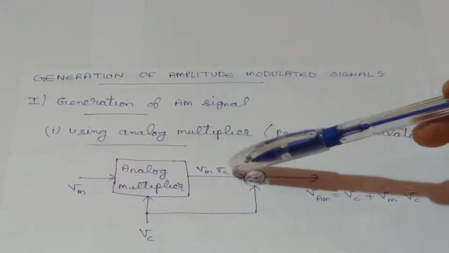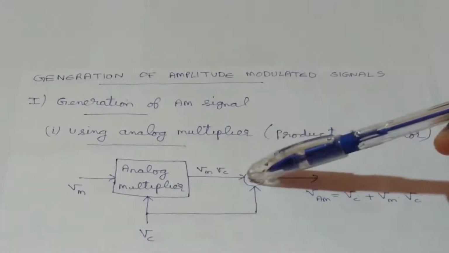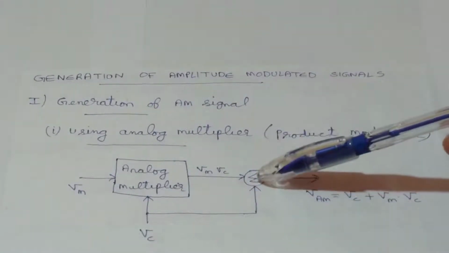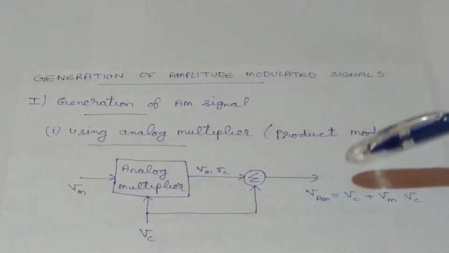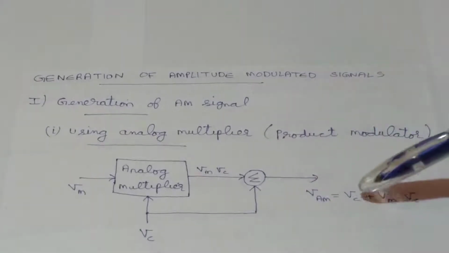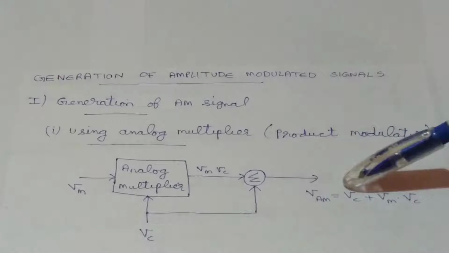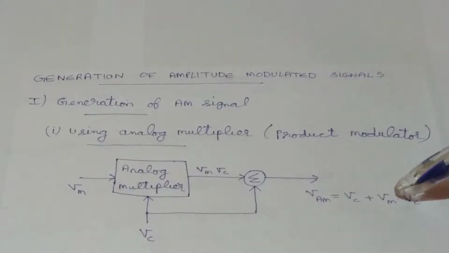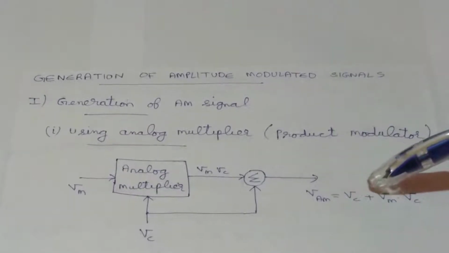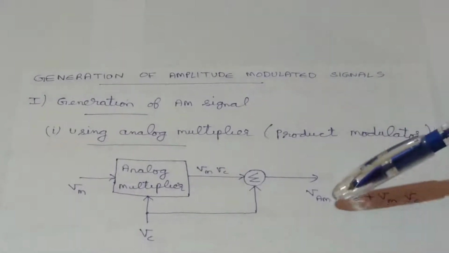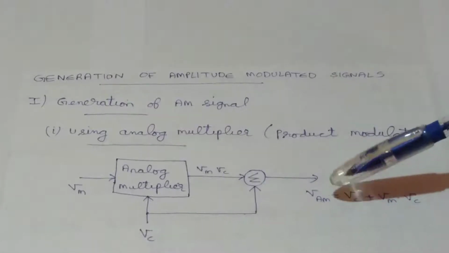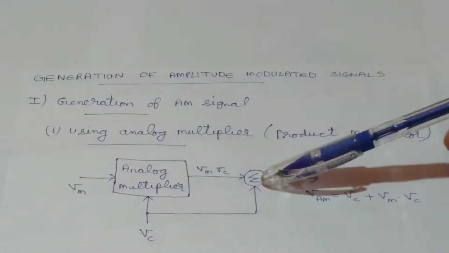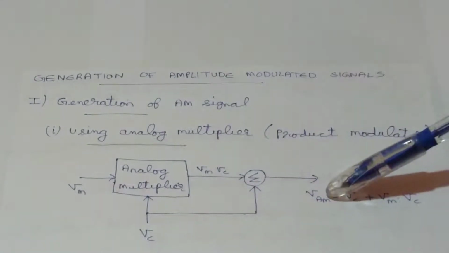One input to this summing junction is this VmVc, and the second input is the carrier component Vc. So at the output of this summing junction we will get Vc plus VmVc. This Vc represents our carrier component, and this VmVc consists of lower sideband plus upper sideband components. So this Vc plus VmVc corresponds to our basic amplitude modulated signal. So by using this analog multiplier and this summing junction we can generate this amplitude modulated signal.